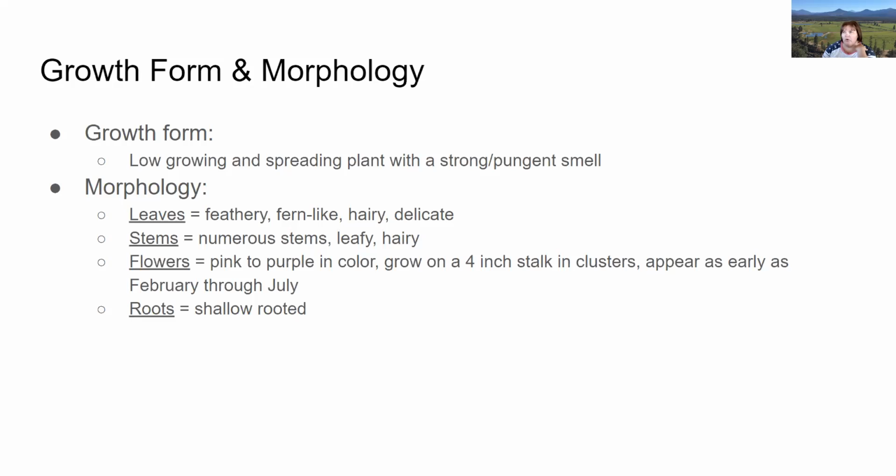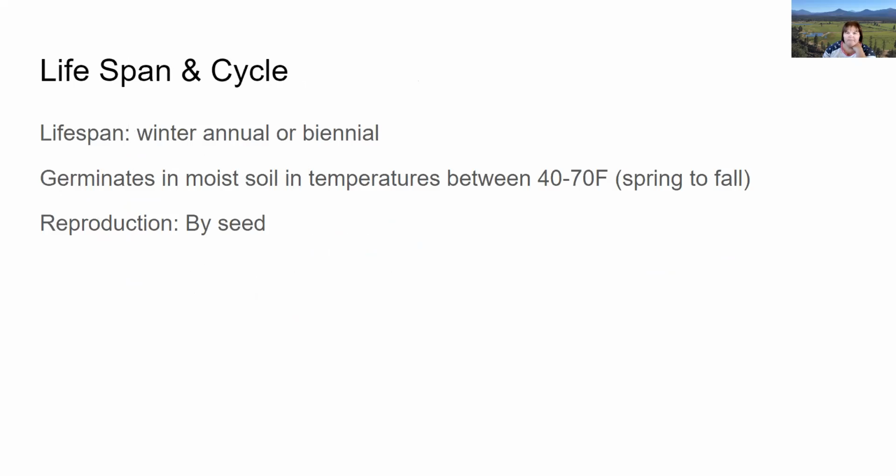So really quickly on growth form, actually you guys may have it on the next slide. I won't ask. So there's your next slide. For lifespan, they're winter annual or biennial. They germinate in moist soil and temperatures between 40 to 70 degrees Fahrenheit, which is spring to fall, and they reproduce by seed.